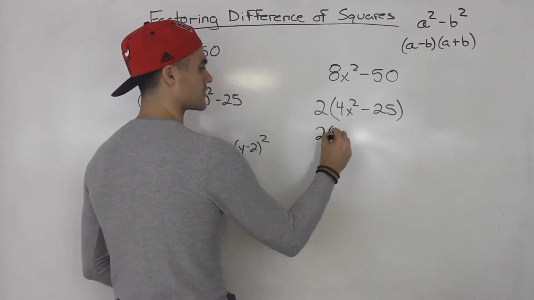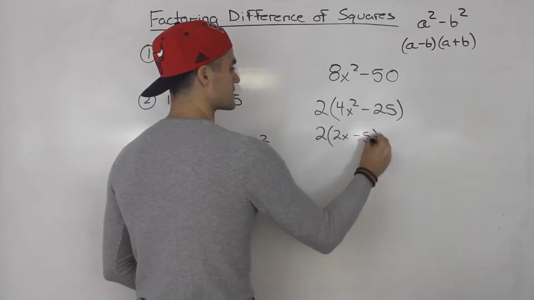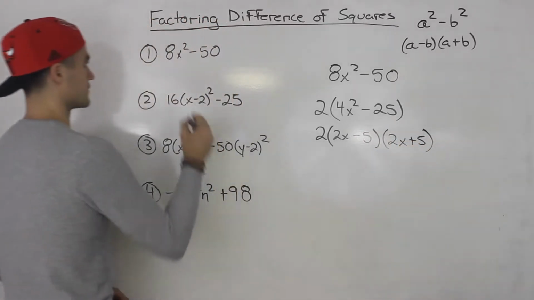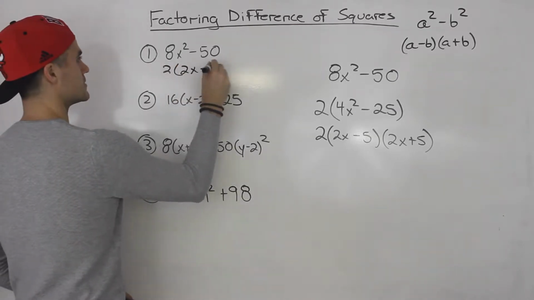Square root of 4x squared is 2x, square root of 25 is 5. So we got 2x minus 5, 2x plus 5. All right, so that is the answer to this question.